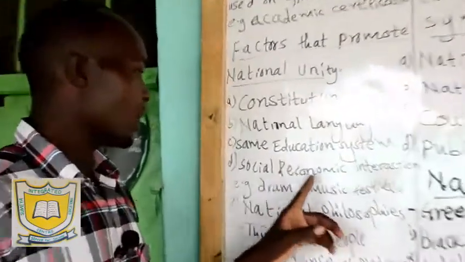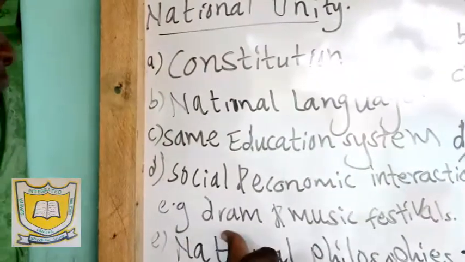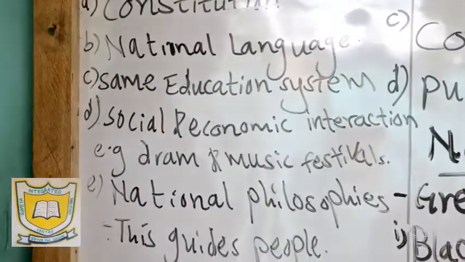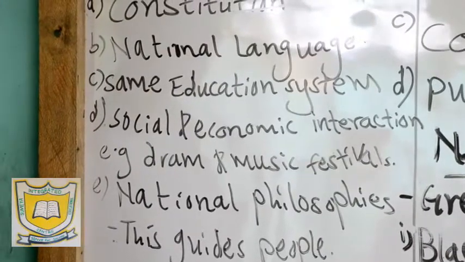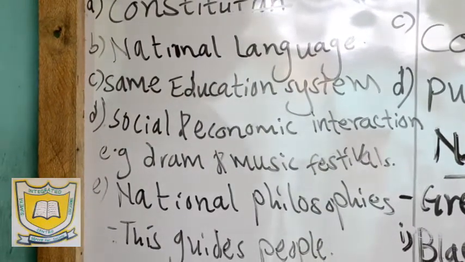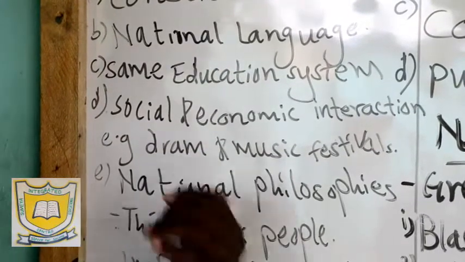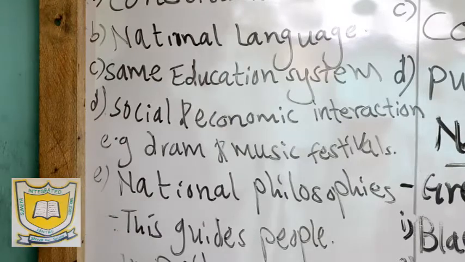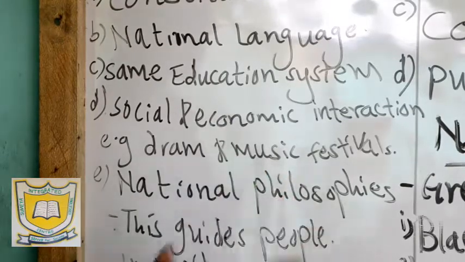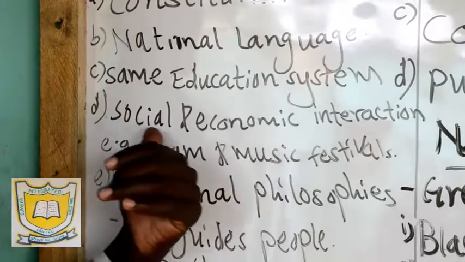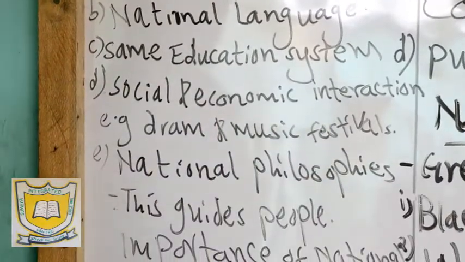Then we have social and economic interaction, e.g. drama and music festival. So when you go to schools, both primary, then we have high school and even the tertiary institutions like university and colleges, you will find that we have drama which brings young people together, they preserve culture, and also they bring people together from different ethnic groups. So this one also promotes unity in the nation.